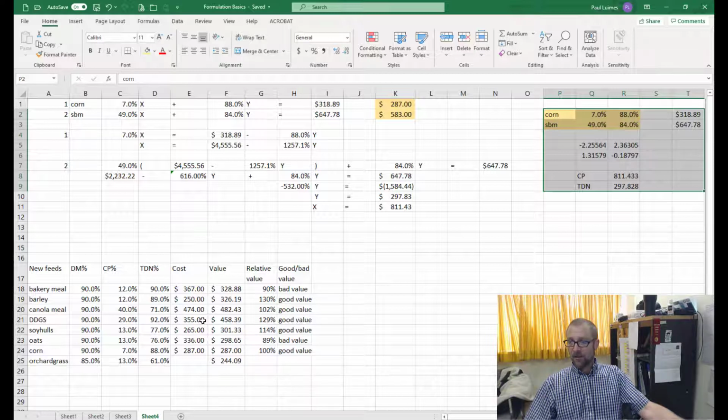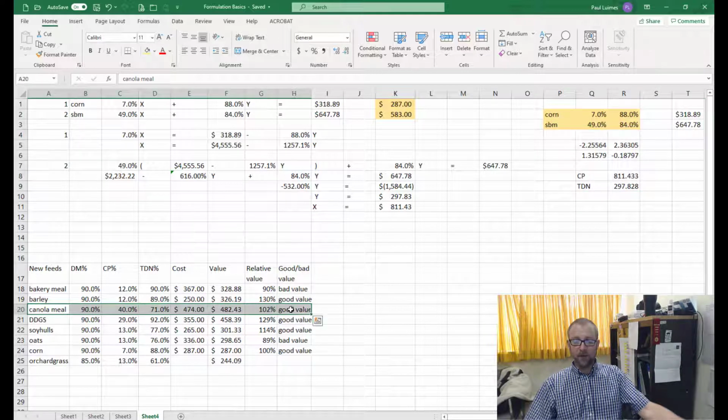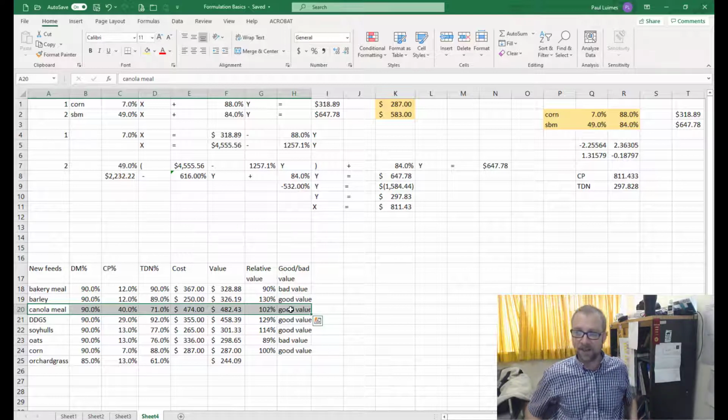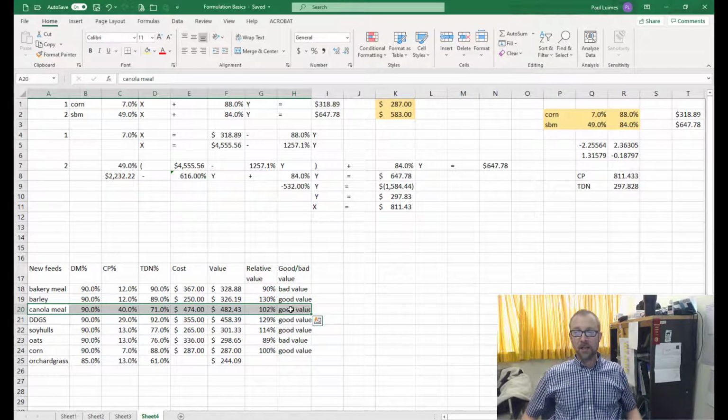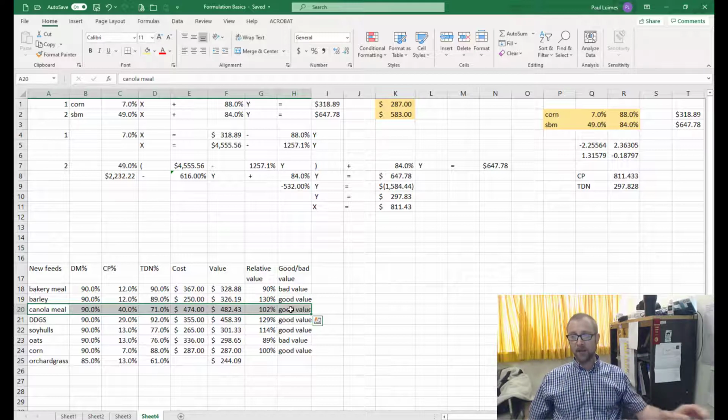I think distiller's grains is almost always a good value to purchase for them. Canola meal can be at certain times. I've followed it over the year. Certain times of the year it's very, very good. Other times of the year it's not the greatest. And generally, I'll find that barley and oats do not pencil out, but you know what the prices are in your area for corn versus the barley and oats, and you can make that calculation yourself.